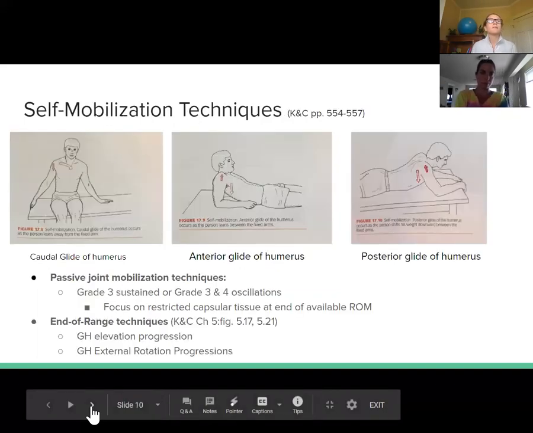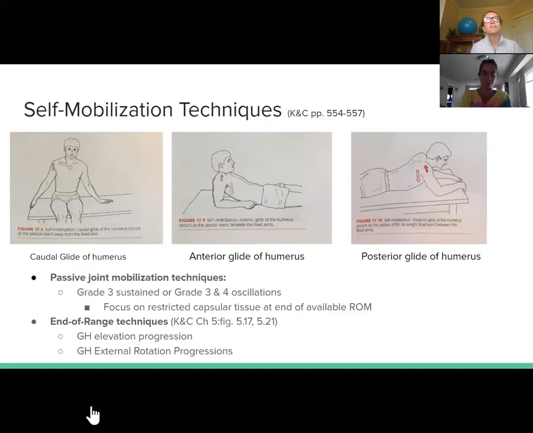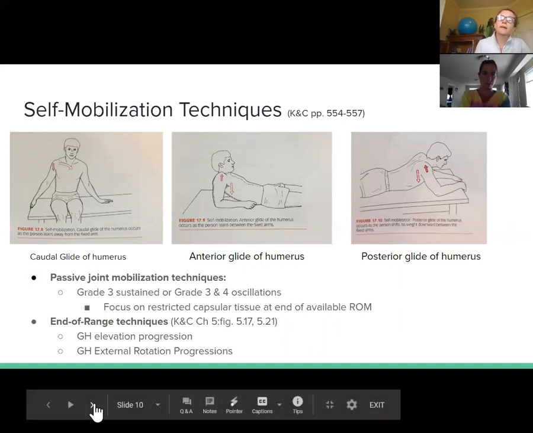And then here are some examples of self-mobilization techniques. You can find them in KNC, but there's a caudal glide of the humerus, anterior glide, and the posterior glide of the humerus.